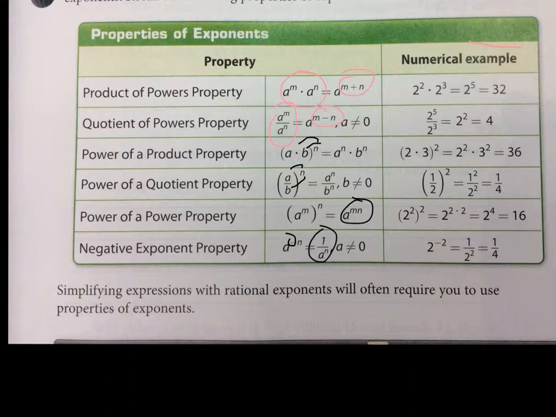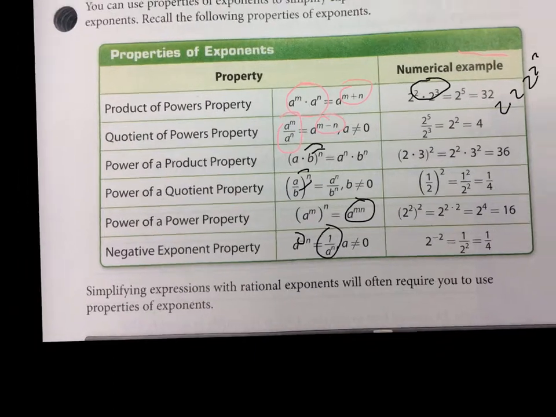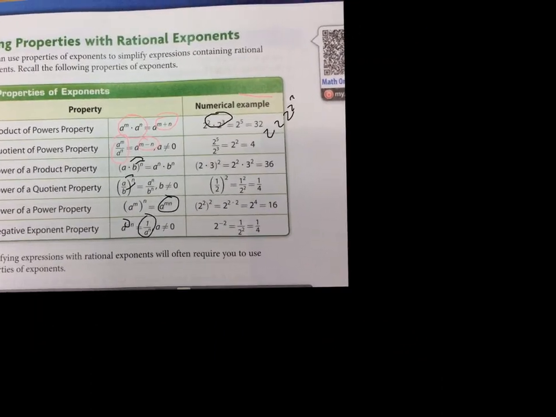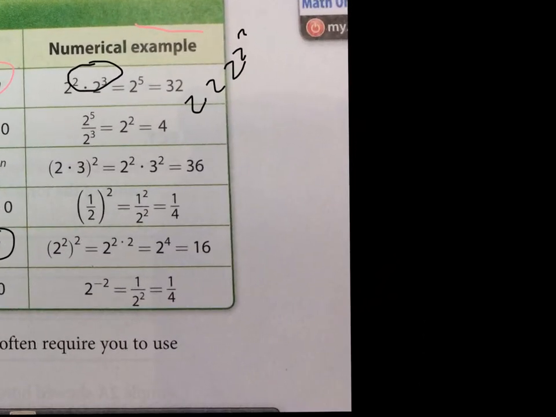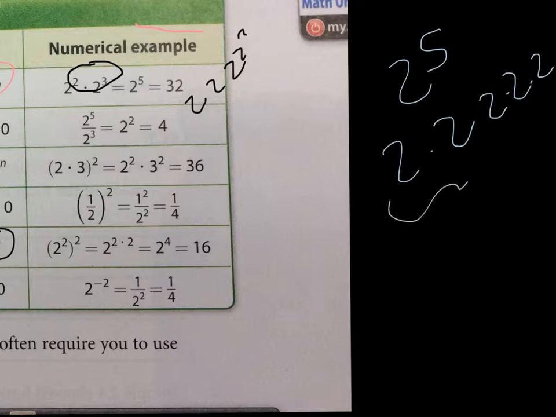Again, if you have 2 to the power of 2 times 2 to the power of 3, you're simply going to add the exponents. 2 plus 3 is 5. That's like saying 2 times 2 times 2 times 2 times 2. That means you have 5 2's. Let me bring this over here so I can show you some examples. Now let me put this in blue. If I have 2 to the 5th power, that's just saying 2 times 2 times 2 times 2 times 2.